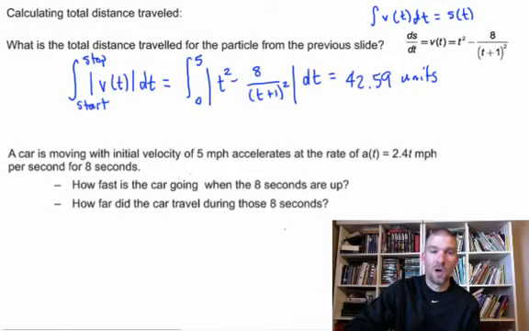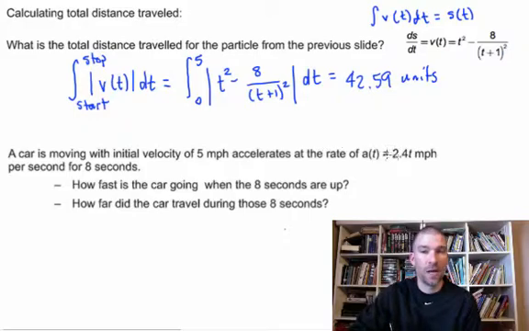Okay, we've got this car with an initial velocity of 5 miles per hour, and it accelerates at the rate of 2.4t miles per hour per second for 8 seconds. How fast is the car going when 8 seconds are up?